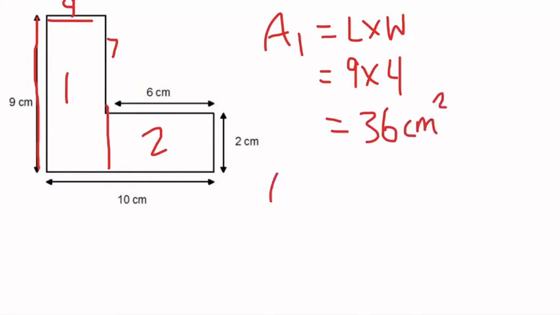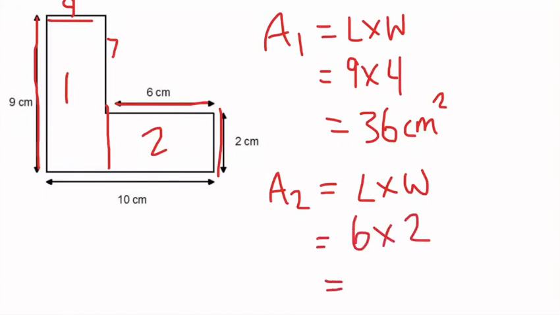Then we can find the area of rectangle 2. So our area is once again going to be length times width. We know that the length of this rectangle is going to be 6 centimeters and our width is going to be 2. So we know that our area is 6 times 2, and that's 12, once again centimeters squared.